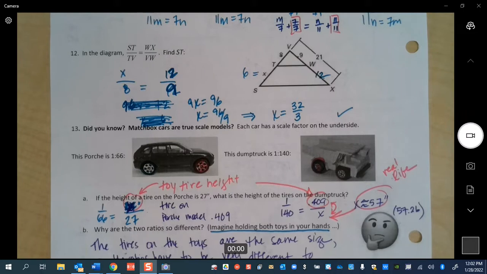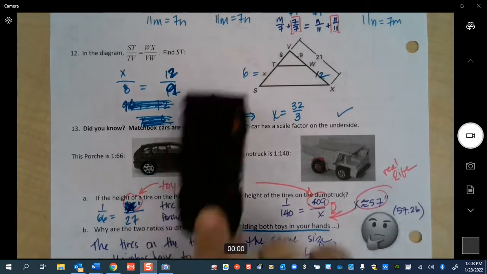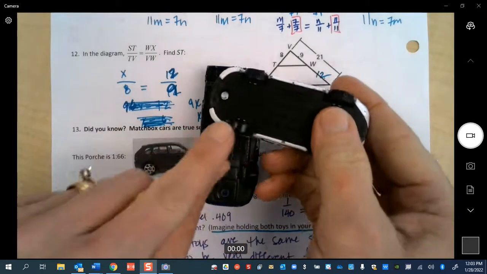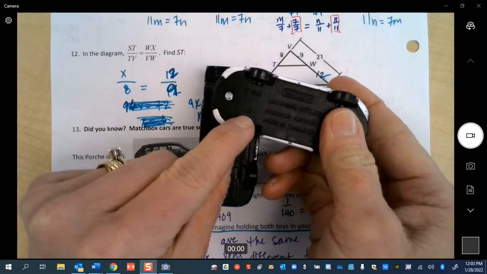So if you take my matchbox cars and share with the different cars in your group. If you look underneath the matchbox car, every single one of them has a ratio underneath the car. Some of them are easier to see than others. But talk in your groups and see if you can find this ratio. Like this one is 1 to 52.